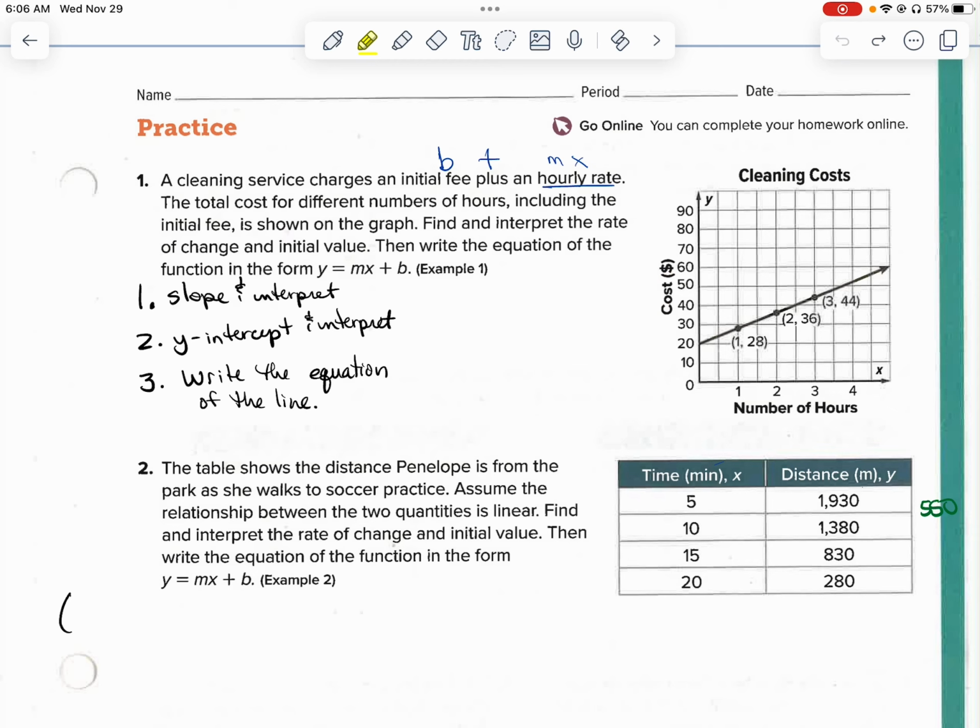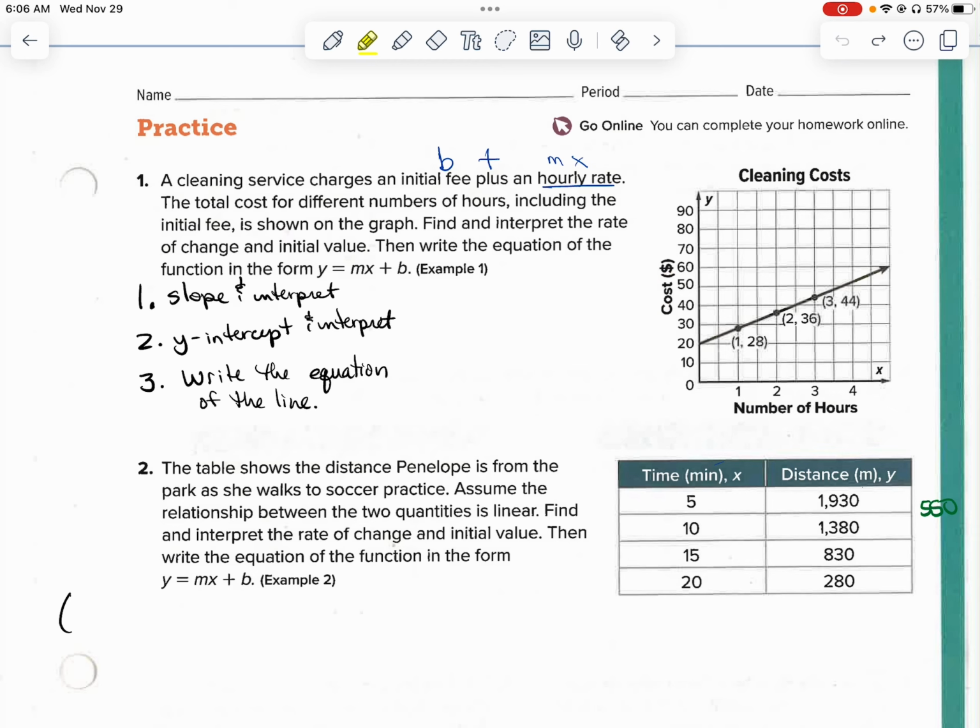Okay, so the homework that's on page 283 for 5-3: a cleaning service charges an initial fee. Okay, here's our initial fee. So remember when we talked about initial fees, b is our initial fee, where it starts at, plus a plus sign, and the hourly rate. So that's my slope. Okay, so that's what our equation should be.